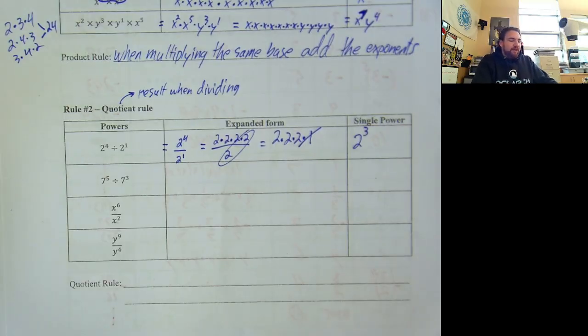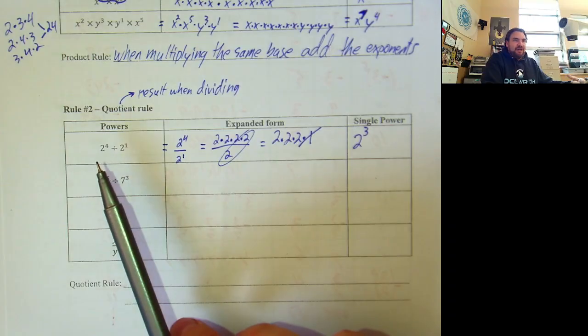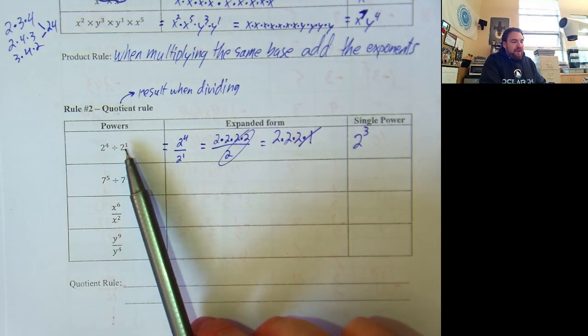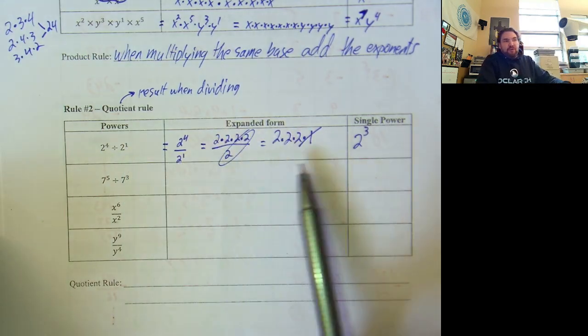But look at what we've got here. We started with, a couple minutes ago now, because I've been talking for a while, 2 to the power of 4 divided by 2 to the power of 1. And doing all of this kind of grossish work.